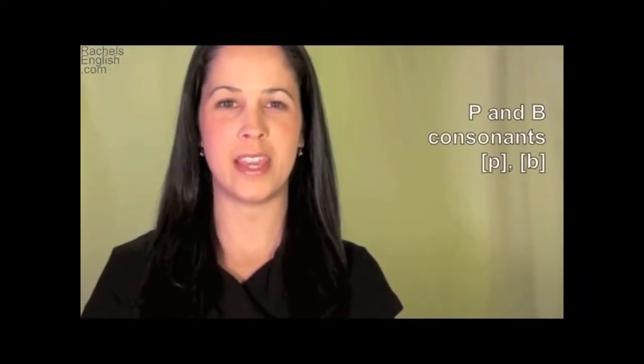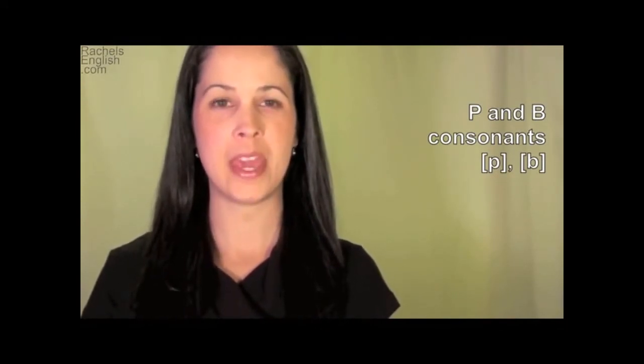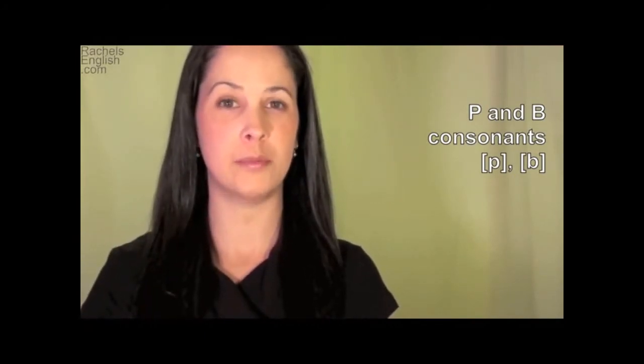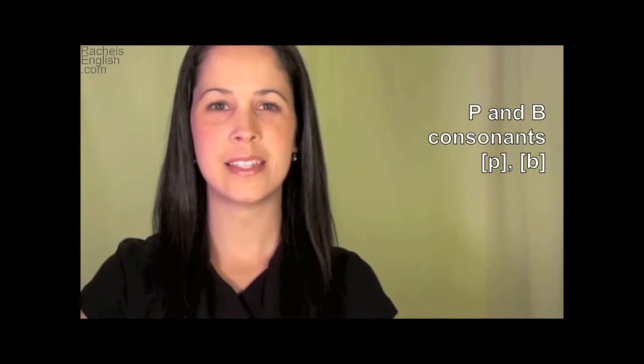The P and B consonants. These two sounds are paired together because they take the same mouth position. P is unvoiced, p, meaning only air passes through your mouth, and B is voiced, b, meaning you're making a sound with your vocal cords. To make this sound, the lips will stay together while the teeth part a little bit.